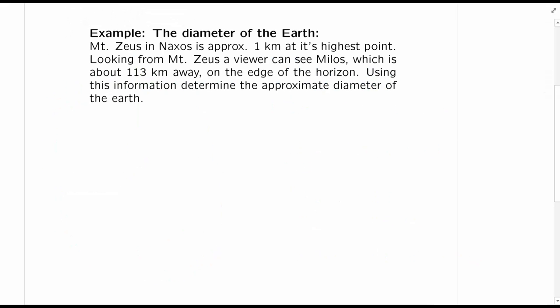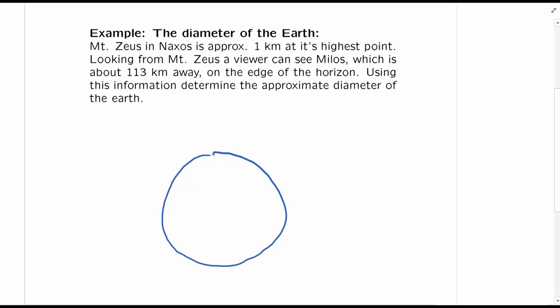So our last example was a cute example, but kind of silly. Here, though, we have something where we can really see the practicality of using the theorem, the power of the point. So I'd like to calculate the diameter of the Earth using some very basic calculations and some geometry. So suppose that Mount Zeus in Naxos is approximately 1 kilometer at its highest point. Looking from Mount Zeus, a viewer can see Milos, another island, which is about 113 kilometers away on the edge of the horizon. I want to use this information alone together with the power of the point to approximate the diameter of the Earth. So I'm just going to draw an image here.